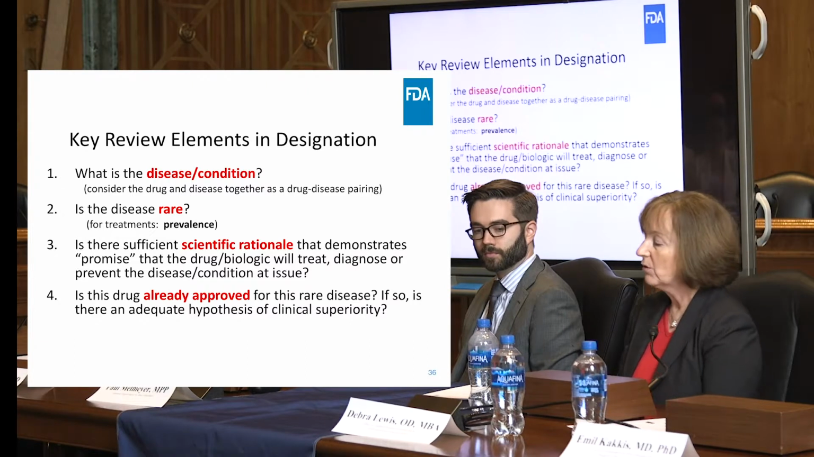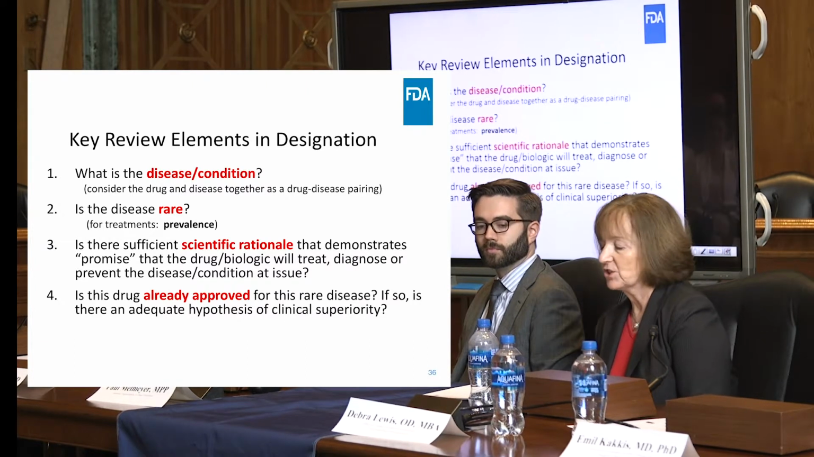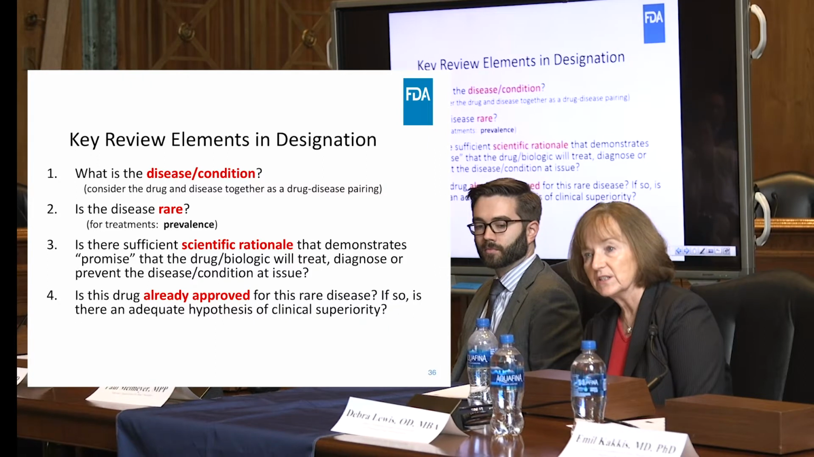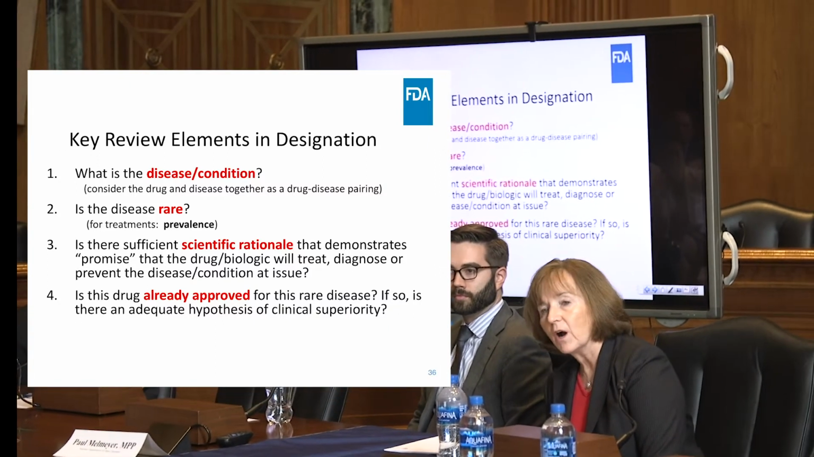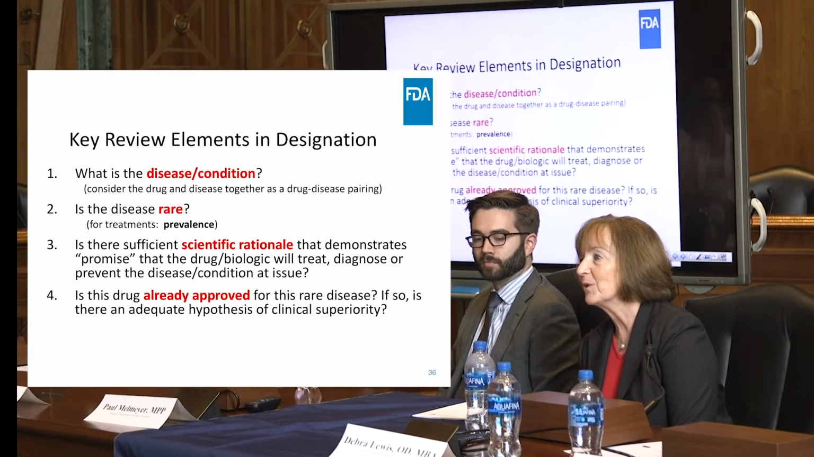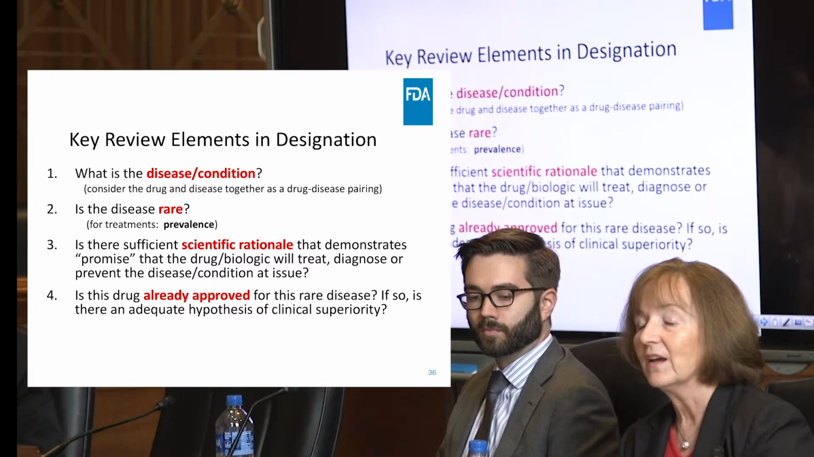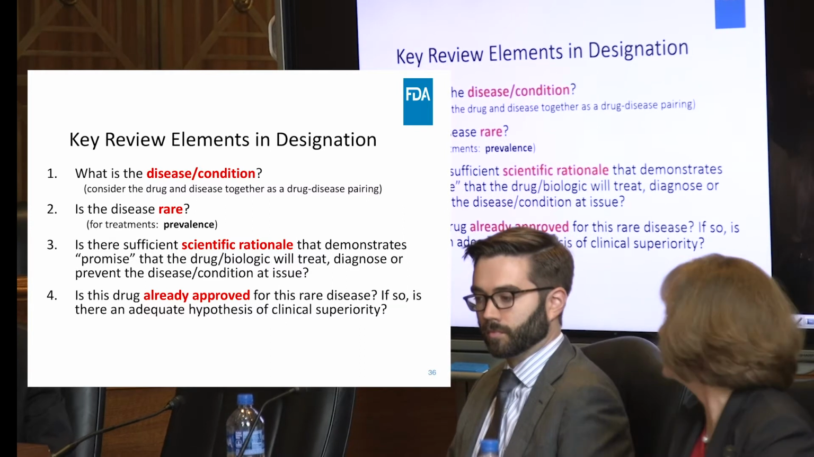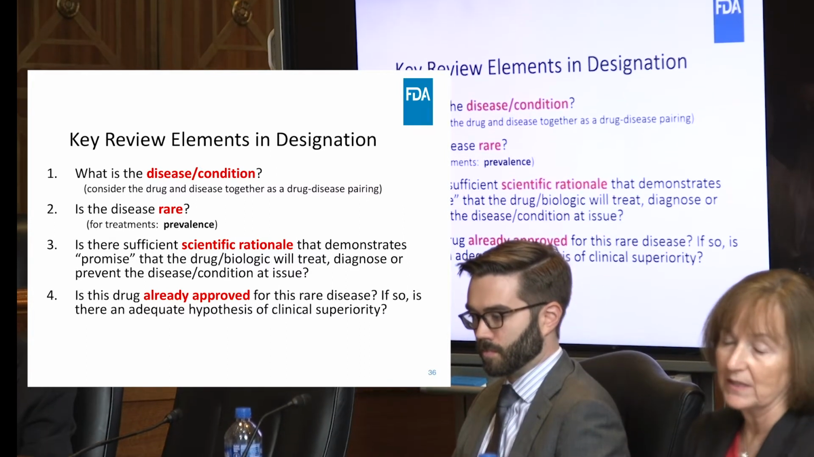When we do a review, we look at four questions. One is, what is the disease or condition? We look at it pairing with the drug. It's very important to look at the drug or the disease and the mechanism of action to determine really what is the correct indication to be, or the correct disease to be considering it.